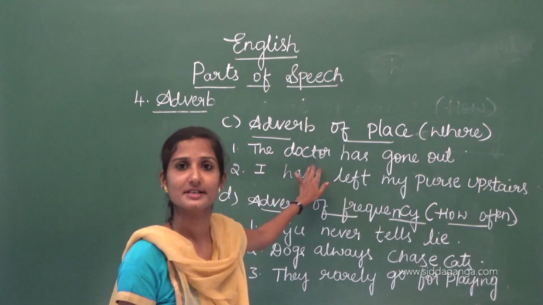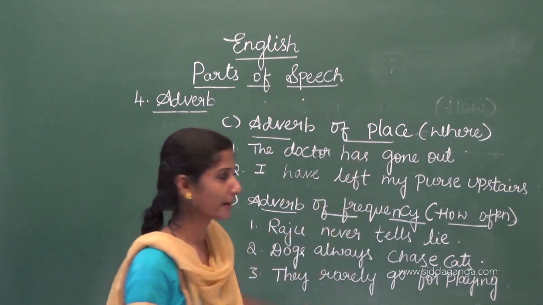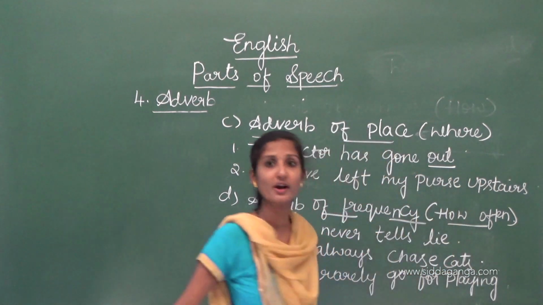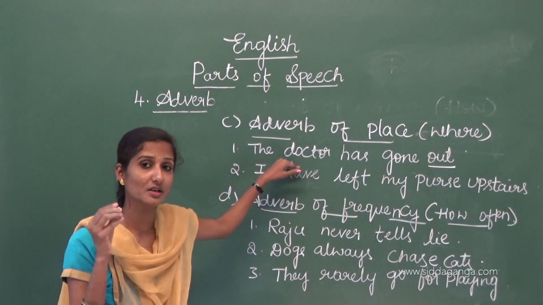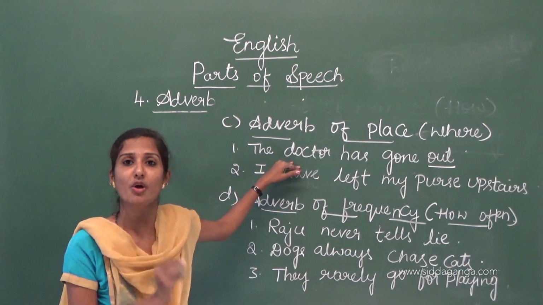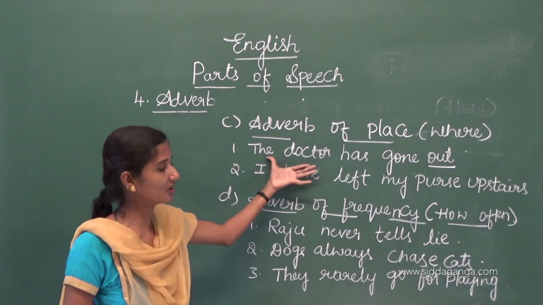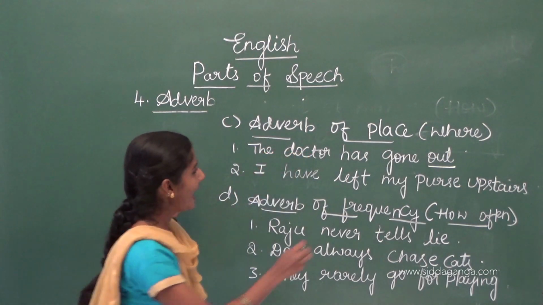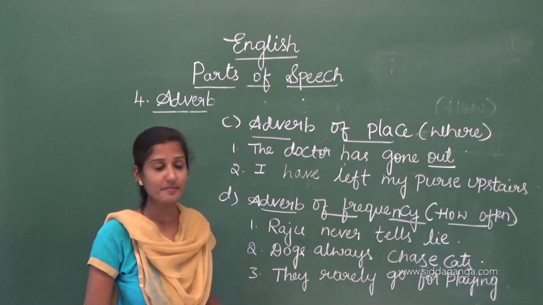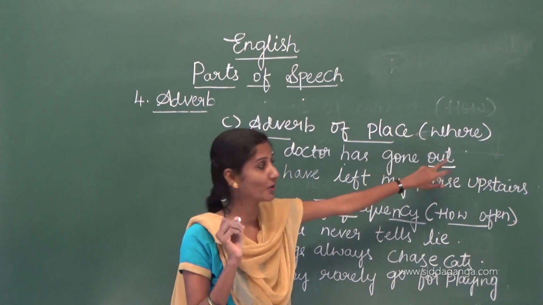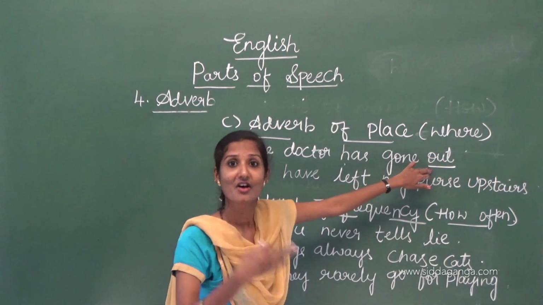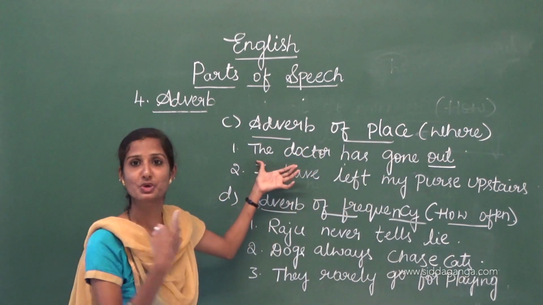The doctor is a noun, has gone verb, out is an example for adverb. Doctor is a common noun. I have told you, a name given in common, it is called as common noun. Doctor, it is the common noun. Has is the helping verb, gone is the main verb, out is the adverb, because it is telling us where the doctor has gone.